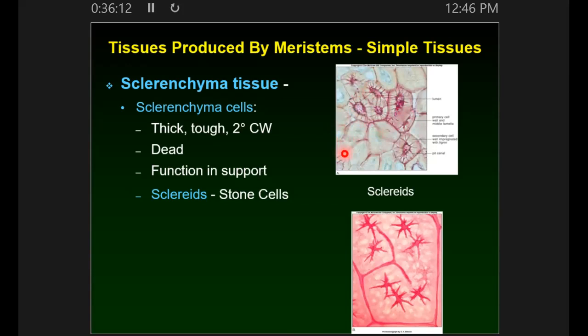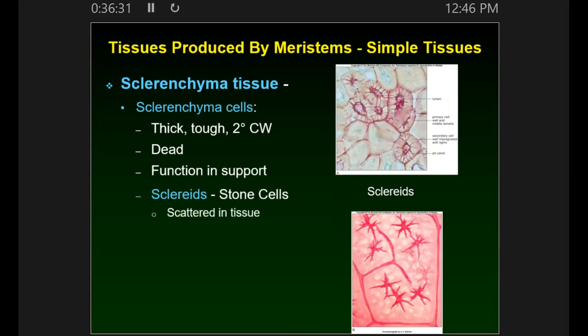The best example I can give you that you've experienced, hopefully, of sclereids is if you're eating a pear fruit and you bite into the pear and you feel that really gritty texture against your teeth. Those are sclereids. You're eating a ton of sclereids with each bite, okay? But that's okay. It's a good thing.